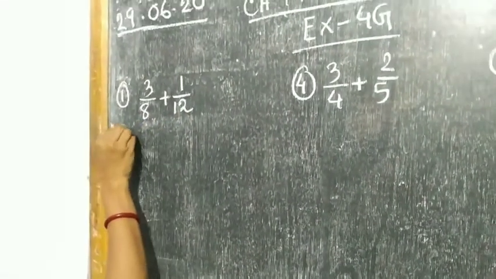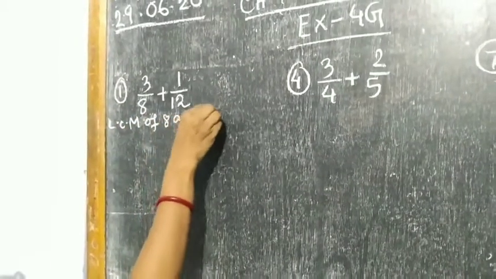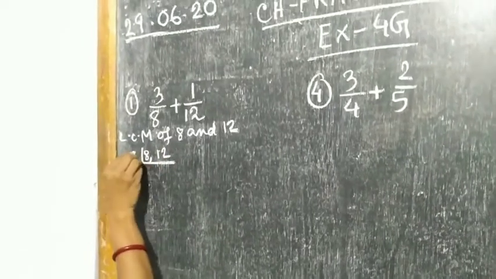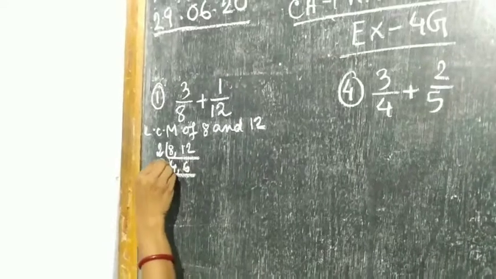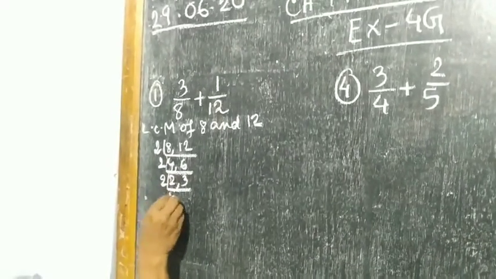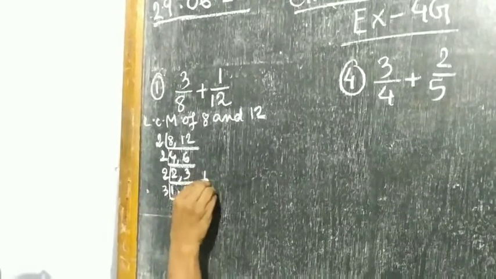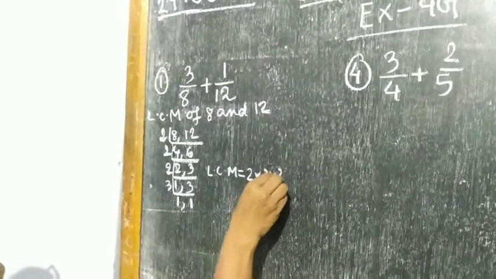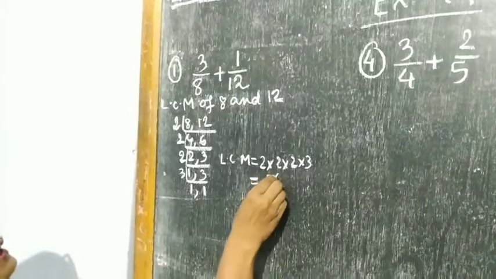So LCM of 8 and 12. Here I am using the repeated division method. Divide them by 2, so 4, 6. Again divide them by 2, 2, 3. Again divide them by 2, 1, 3. Again divide them by 3, 1, 1. So LCM equals 2 into 2 into 2 into 3. That means 2 twos are 4, 4 twos are 8, 8 threes are 24.